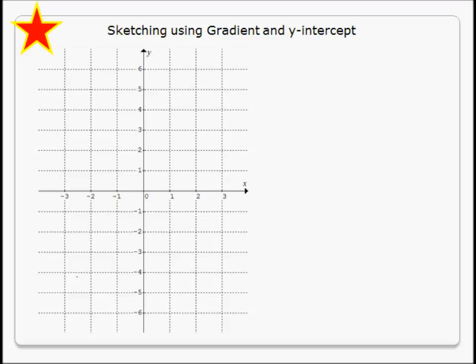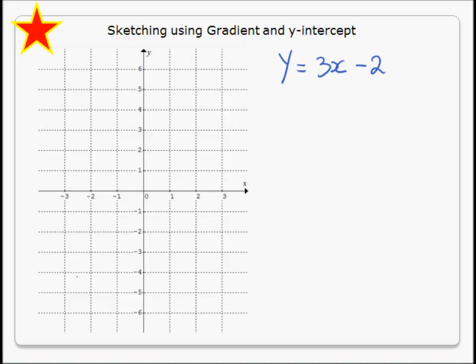Alright, finally let's look at how we can sketch using just a gradient and the y-intercept. Now what we've been doing mostly is plotting. That's where you have a table of values with 4, 5, 6 different coordinates. Put a point in each of those coordinates and you join them up with a line. That's called plotting. Sketching, we only require 2 points and then we join them up with a line that goes through those 2 points. So what we're going to do is start off with a rule. y equals 3x minus 2.